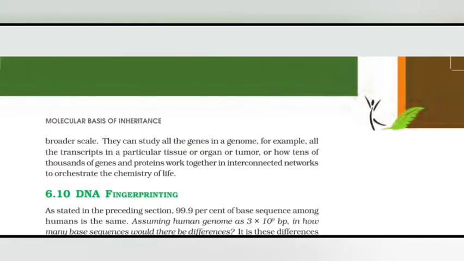With the help of this Human Genome Project, we can understand how the different tissues work and how there is just an orchestra of so many different genes. They are interconnected to orchestrate the chemistry of life. This Human Genome Project is being used extensively nowadays in medical sciences, and in coming times it will have more prospects in understanding human biology in a better way.